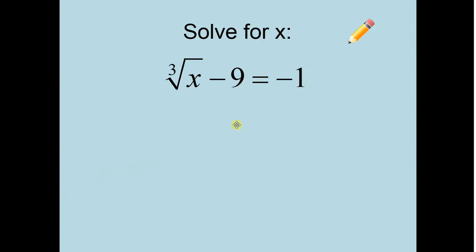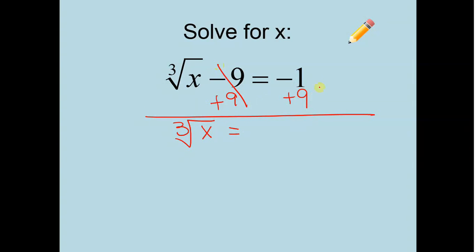Very first one, let's jump into the gate. Cube root of x minus 9 equals negative 1. Before you start messing with this and doing cube roots, get that alone. So either add or subtract or multiply and divide first. Let's add 9, let's get rid of that 9 first. We're going to be left with the cube root of x, negative 1 plus 9, 8.